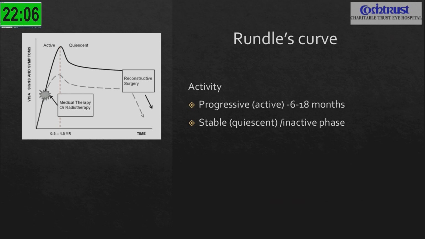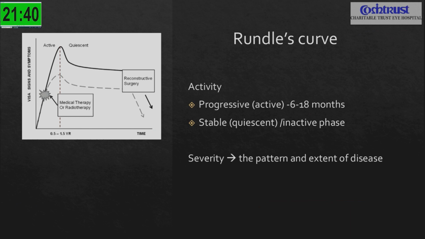So this is the Rundle's curve. It helps stage the activity of the disease. The initial is the active or the progressive stage, where it usually lasts between 6 to 18 months. And during this time, if we initiate any medical treatment or radiotherapy, it will limit the complications later. This is followed by a stable or quiescent or inactive phase, during which most of the rehabilitative surgeries are done.